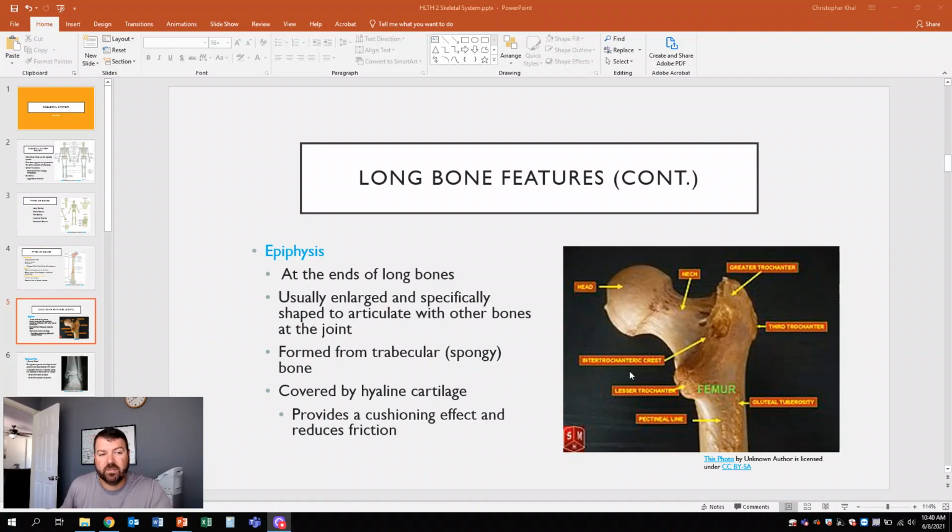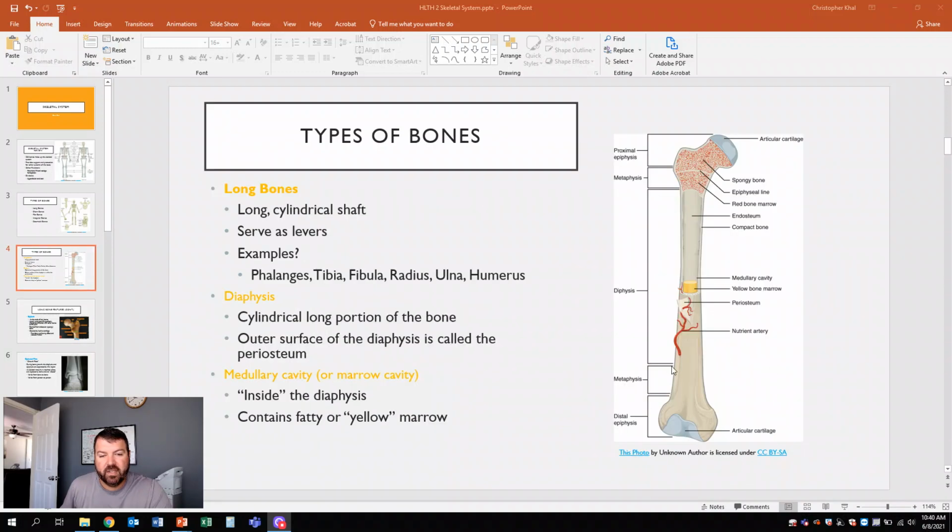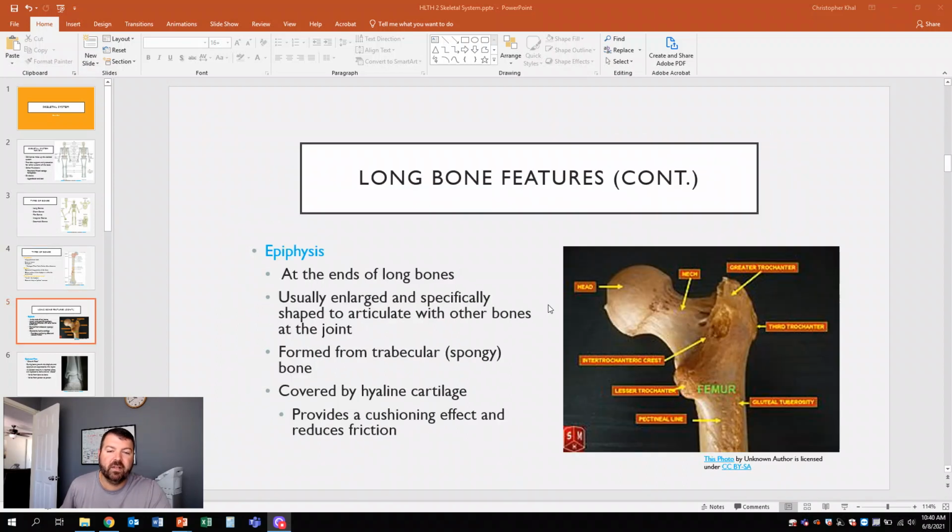On the ends of the bones you have your epiphysis, the proximal and distal epiphysis, which is always at the end of the long bones and usually enlarged. That just helps with articulation with the next bone. A lot of times that's going to be very compact bone. Let's say this is a femur: the neck of the femur is very hard, compact bone, which makes it stronger and less likely to fracture. It's covered in hyaline cartilage, which is really good for cushioning and shock absorption.